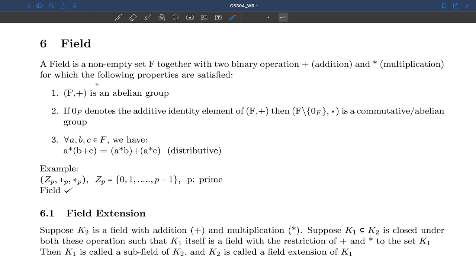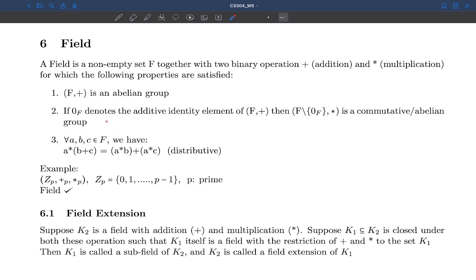First is our set F should be an abelian group with respect to the first operator. Here I am explaining the field by using the addition and multiplication operators, but they can be some different operators as well. This first property was also in the properties of ring, so there is no difference here.